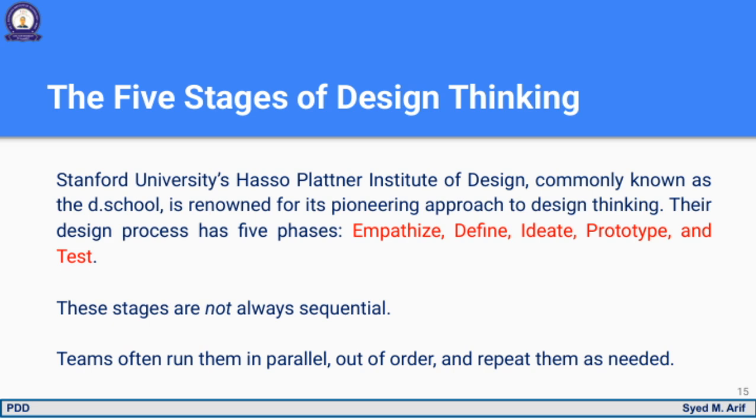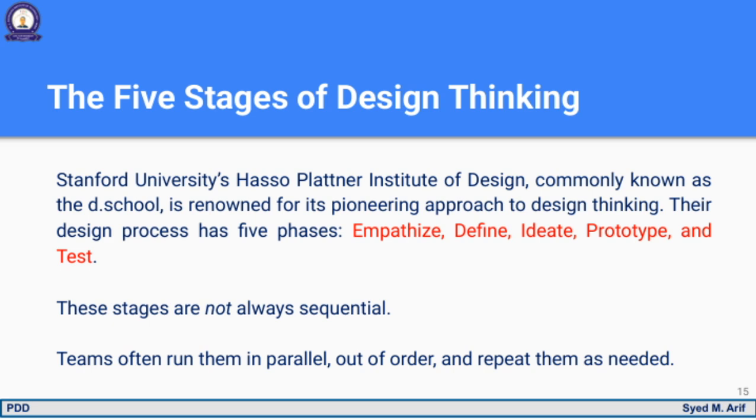However, what's really interesting is that these stages are not always followed in a strict, linear order. Instead, teams often run them in parallel, jumping back and forth between phases as needed. They might start with empathy, then move into ideation, and later revisit testing, all depending on the project's requirements. This flexibility is a core part of design thinking. It's about being adaptive and iterative.